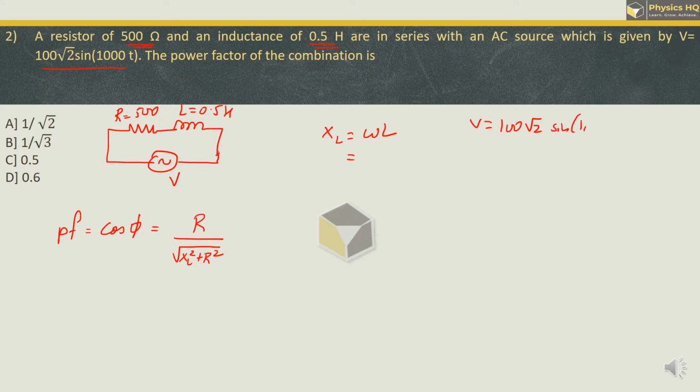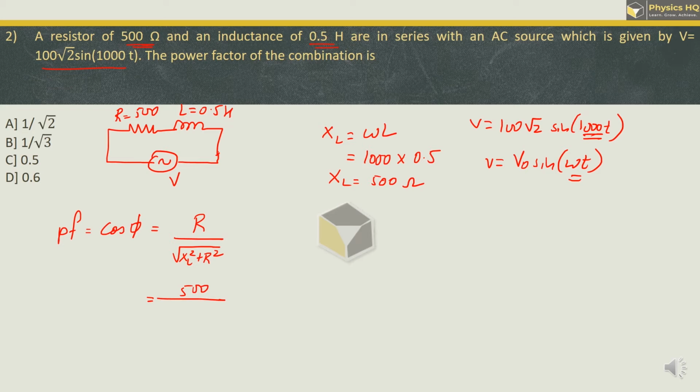XL is omega L. And when you look at this equation of V equals 100 root 2 sine of 1000 t and compare it with V equals V naught sine of omega t, we find out that omega is equal to 1000. So we'll put 1000 over here and multiply it by L, which is 0.5. So we got 500 as the value of XL. So let us put the values over here.